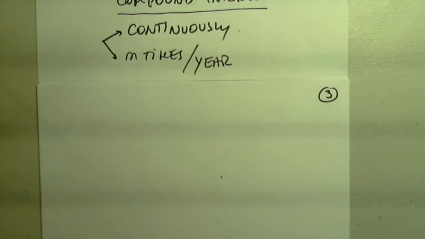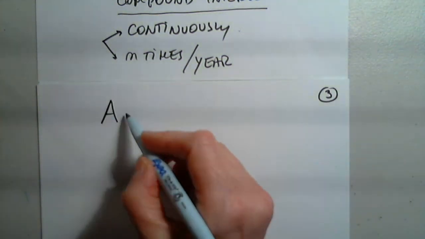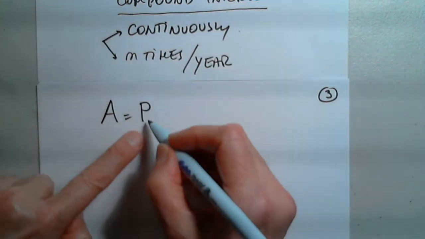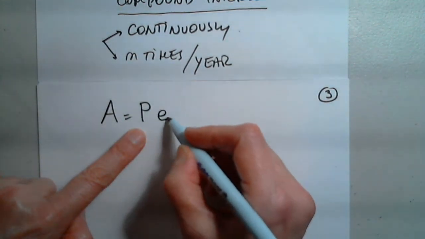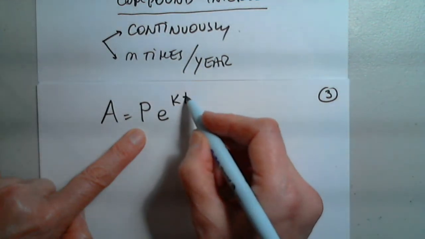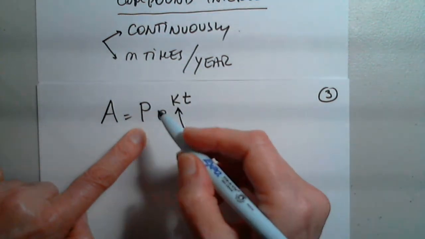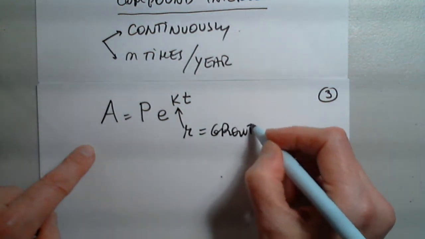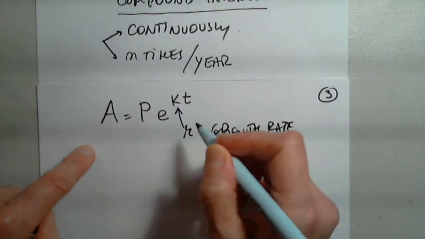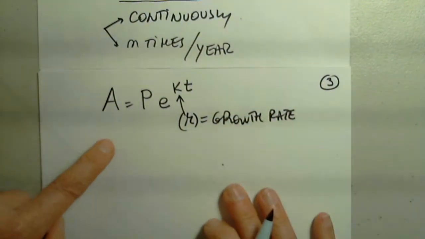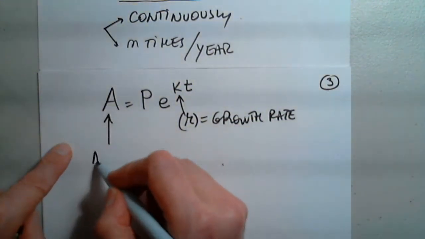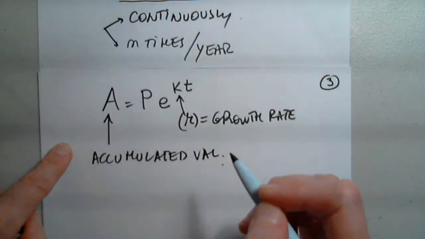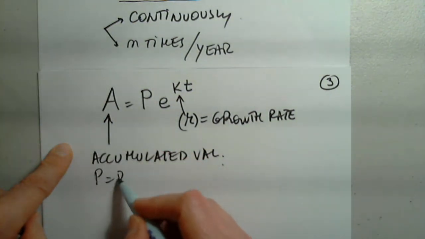Okay, so continuously, the accumulated value equals the principal, what we deposit, times e to the kt. K or R sometimes is the growth rate. So R or K, same thing. A is the accumulated value. And P is the principal.